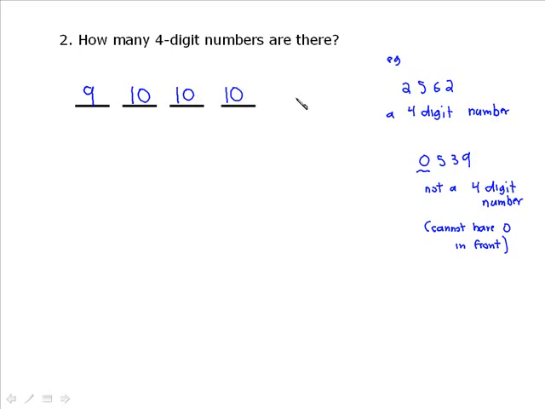So that's equal to 9,000 numbers. So most of the questions have some form of restriction like that on them. Let's try another one.